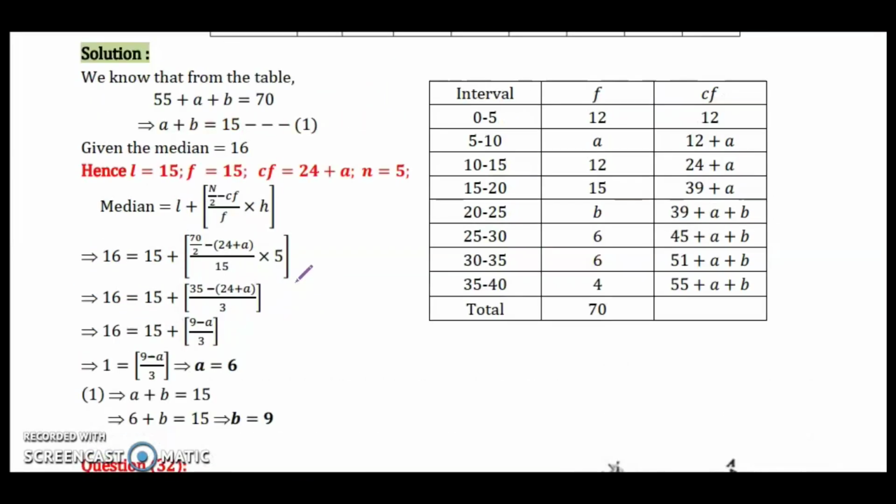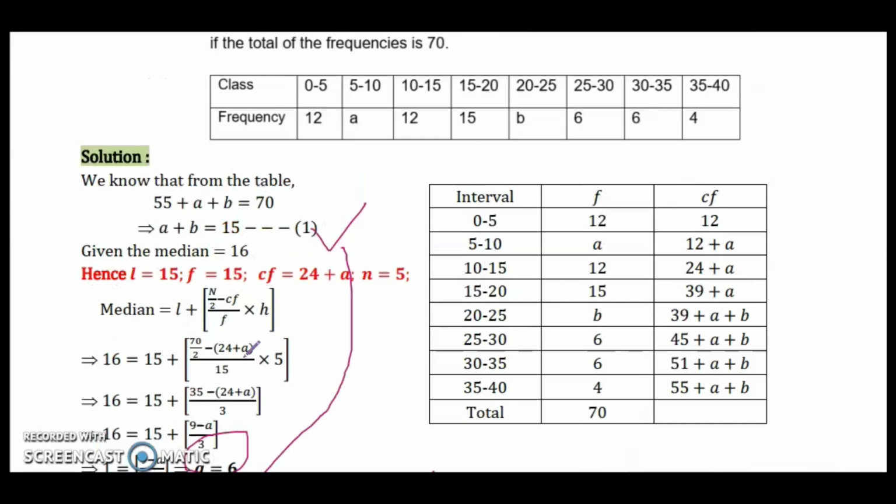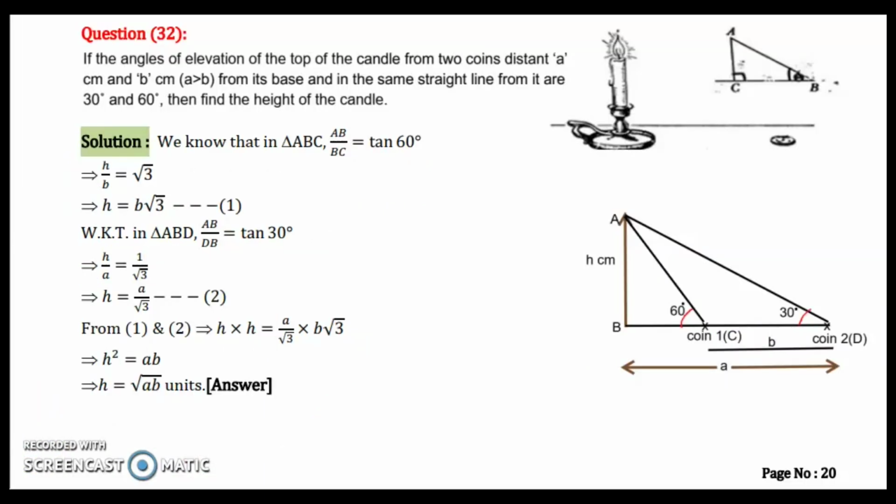Already we have a relation. What is the relation? We have a plus b equal to 15, and one more answer we have, that is a equal to 6. By substituting here we are getting b equal to 9. Therefore the missing frequencies are estimated based on this evaluation, right? Now let us move on to question number 32.